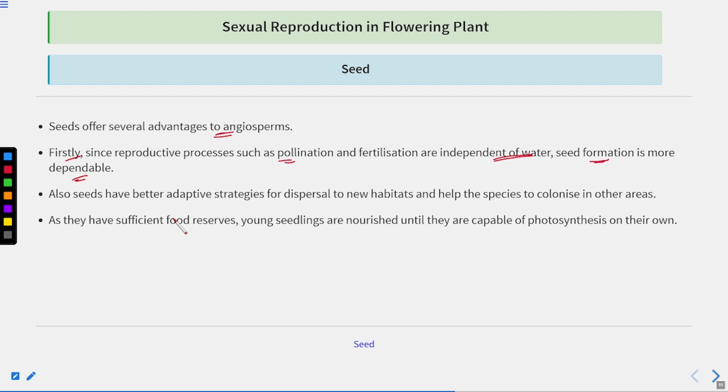Then fertilization. So sometimes, such as in bryophytes and the pteridophytes, their life cycle is completed in the water only. So they require water for completing their life cycle, or they require water for the sexual reproduction. But here in angiosperms, the reproductive processes such as pollination and the fertilization, they are independent of the water. Clear? Now, why is this so?